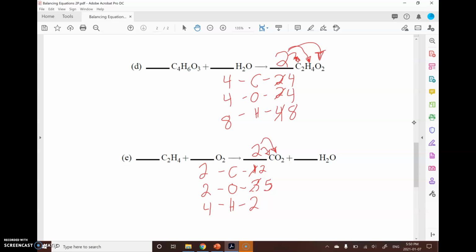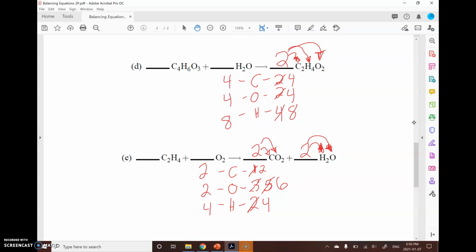Now, if I put a 2 here, I know I can balance my hydrogen. 2 times 2, that's going to give me 4, and I'm good with my hydrogen. If I multiply this by 2, I'm going to get 2 oxygens here, and I already have 4 here, so that means I have 6 now. So 2 times 2 is 4. This 2 times here is 2. 4 plus 2 gives me 6.